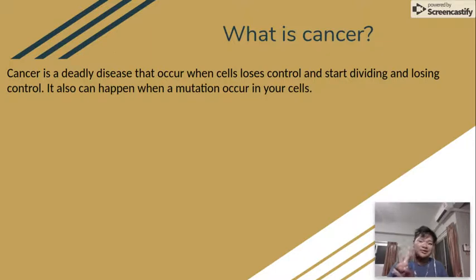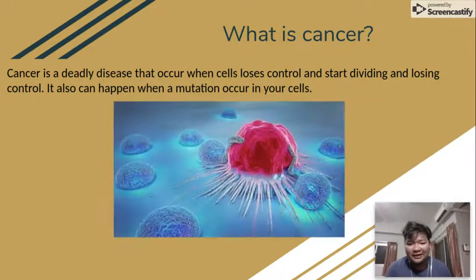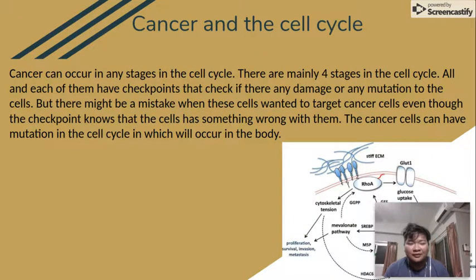It can happen two ways. Cancer cells spread to your organs, and that's pretty deadly. Or it can create big masses called tumors, which is a very bad thing, so you need to get some kind of surgery for it. So, cancer and the cell cycle.